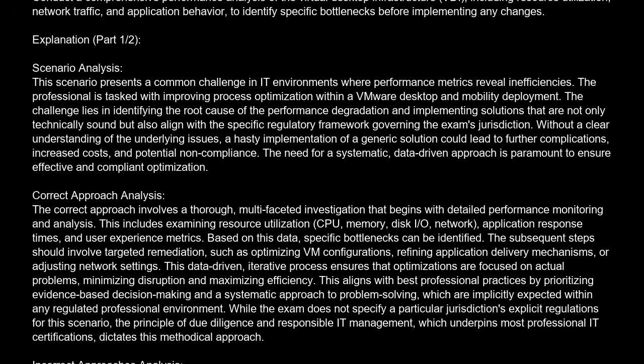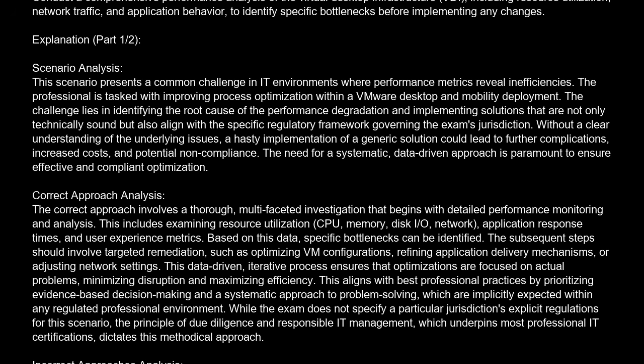Explanation. Scenario analysis. This scenario presents a common challenge in IT environments where performance metrics reveal inefficiencies. The professional is tasked with improving process optimization within a VMware desktop and mobility deployment. The challenge lies in identifying the root cause of the performance degradation and implementing solutions that are not only technically sound, but also align with the specific regulatory framework governing the exam's jurisdiction.